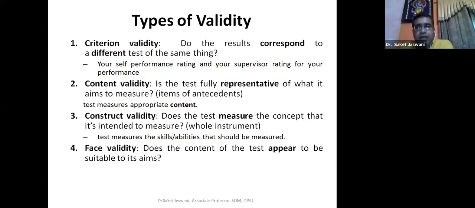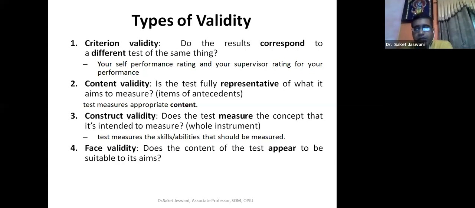Content validity asks whether the test is fully representative of what it is aimed to measure. There are various items and various antecedents, so whether the items are measuring the antecedents or not. If it measures the appropriate content, that is known as content validity. When you talk about construct validity, it is whether the whole instrument, including all antecedents and all items, is justifying the model developed and the hypothesis or not. That is known as construct validity.